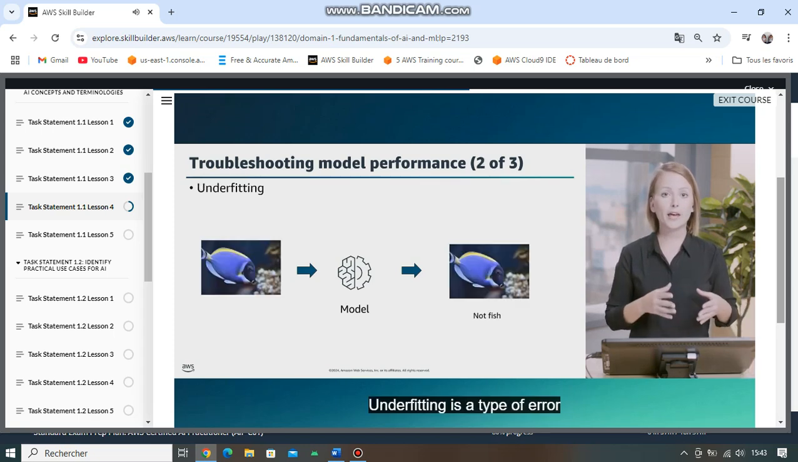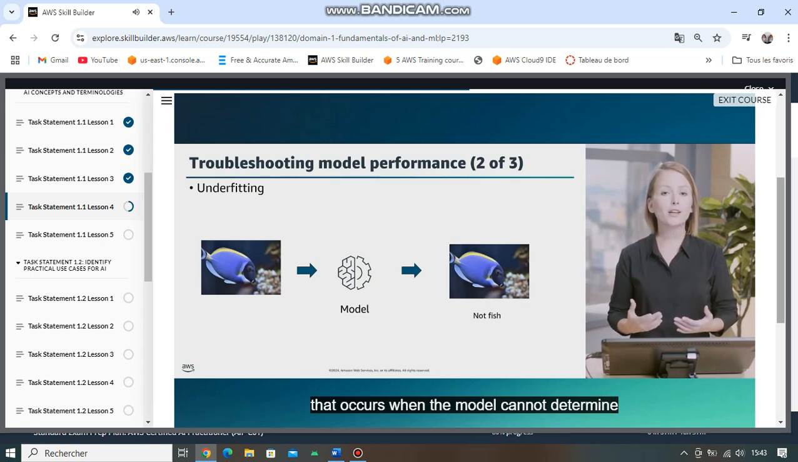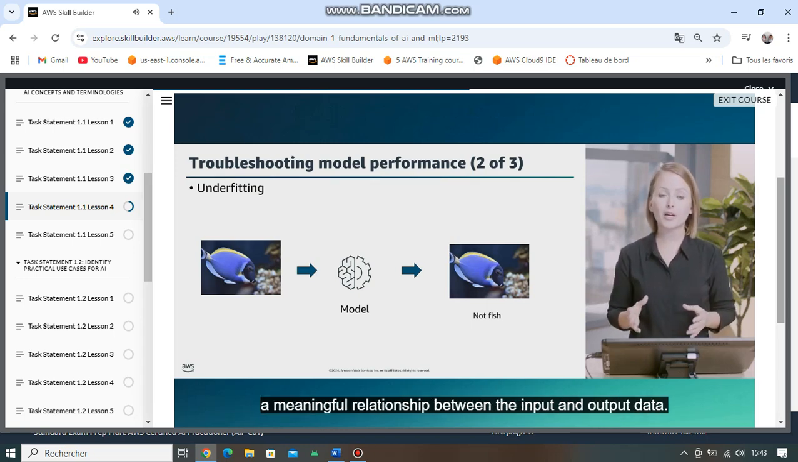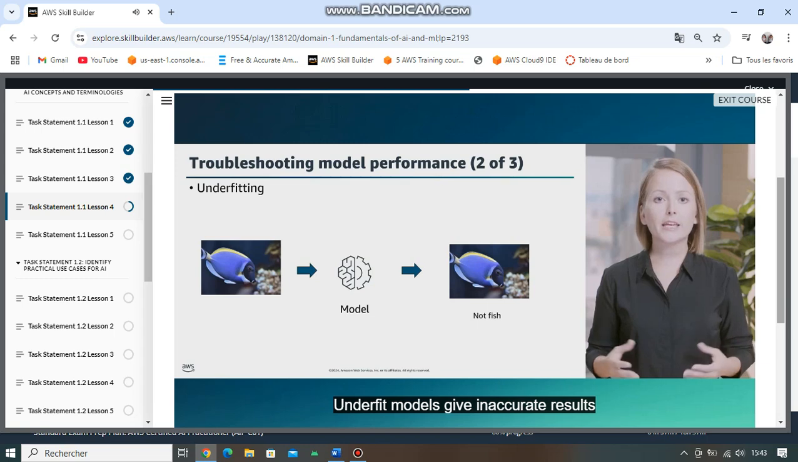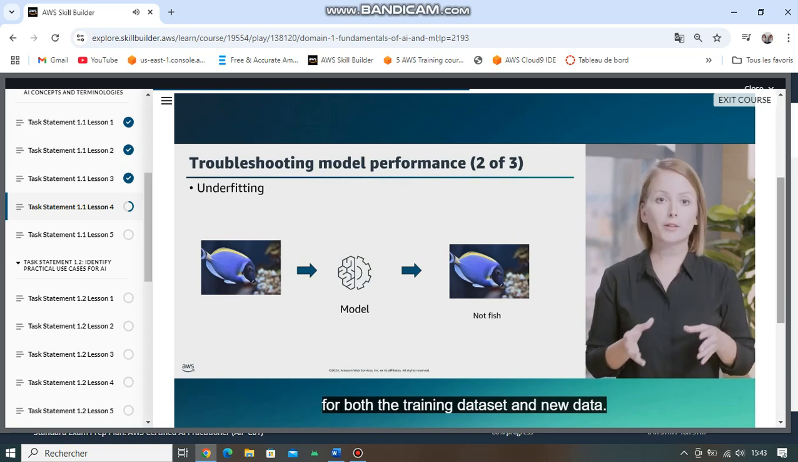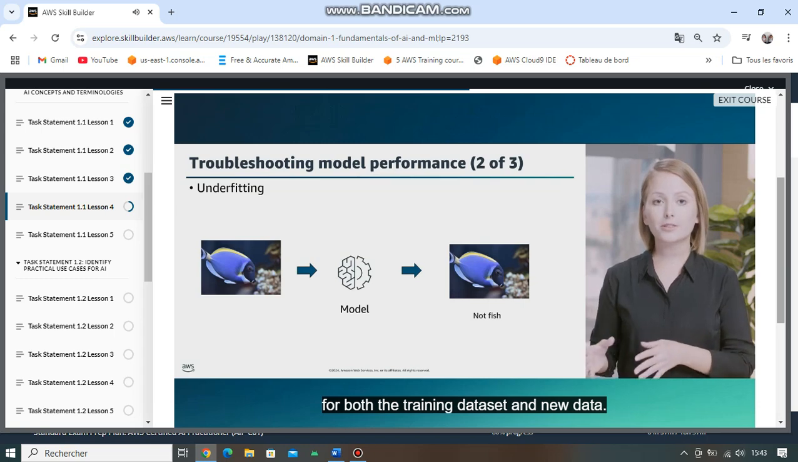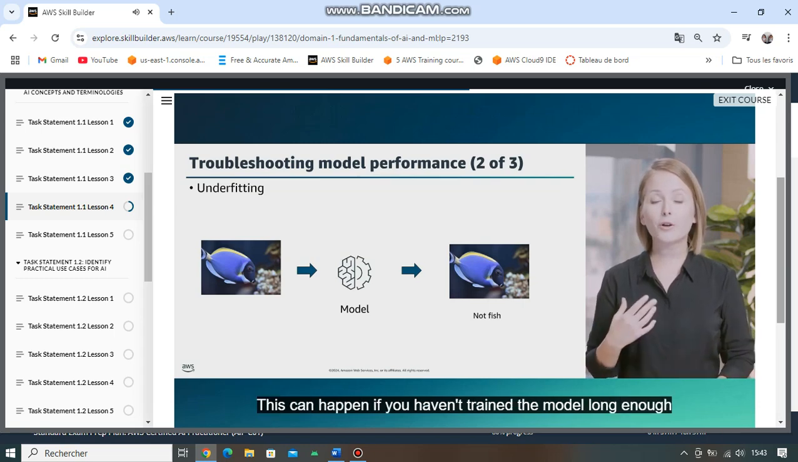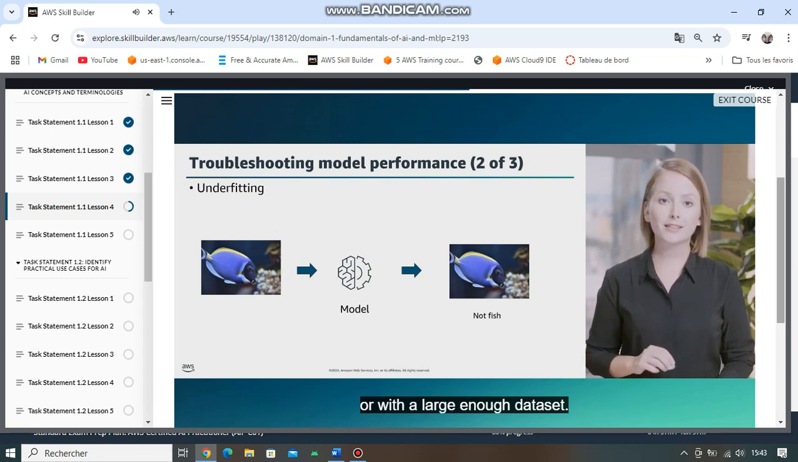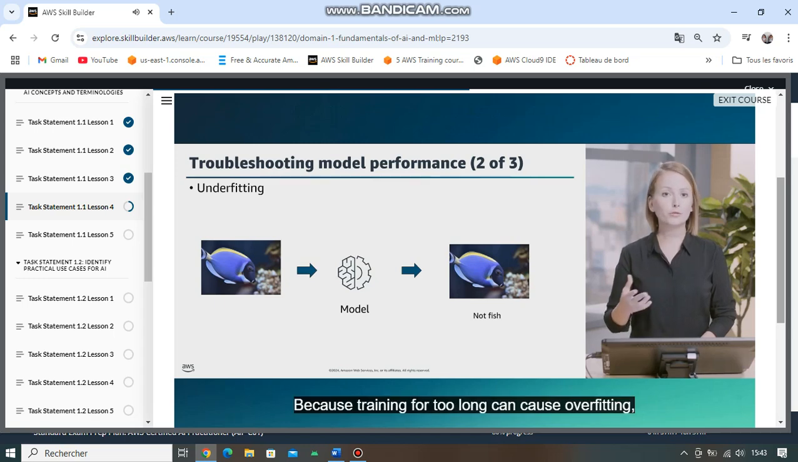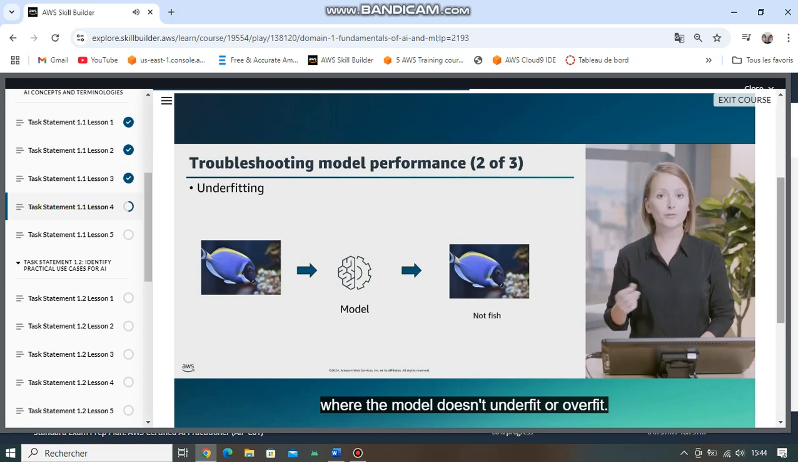Underfitting is a type of error that occurs when the model cannot determine a meaningful relationship between the input and output data. Underfit models give inaccurate results for both the training dataset and new data. This can happen if you haven't trained the model long enough or with a large enough dataset. Because training for too long can cause overfitting, data scientists try to find the sweet spot for training time where the model doesn't underfit or overfit.